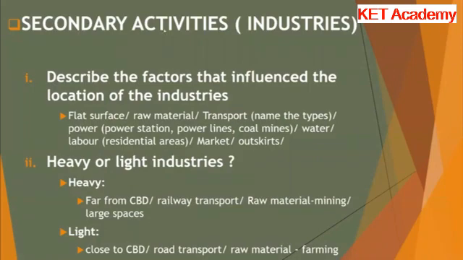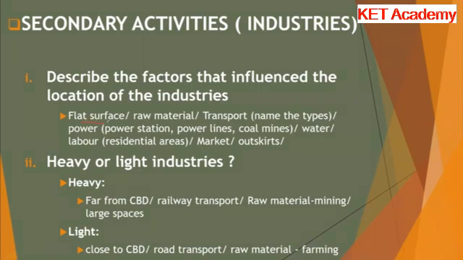Moving on to your secondary activities. Now we are becoming more advanced and we're trying to make products out of our primary economic activity. So we first need to describe the factors that influence the location of the industry. Why did that company put its factory where it did? Generally, everybody loves to have flat land.